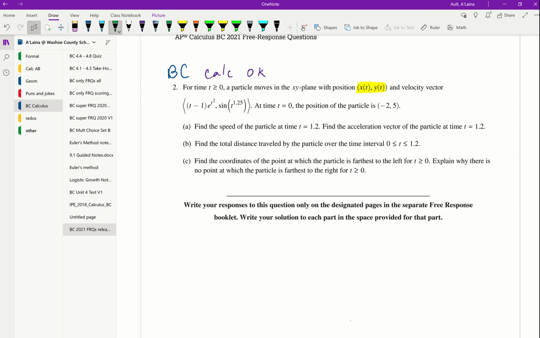This is calculator active since it's question two. And what we know is that we are calling the position of a particle, and it's not just moving in a line, it's moving both horizontally and vertically. So we're going to have a position vector of x of t, y of t, and the velocity vector.